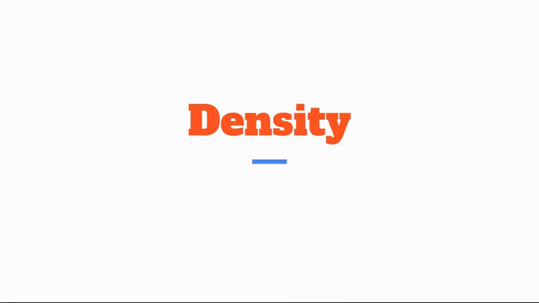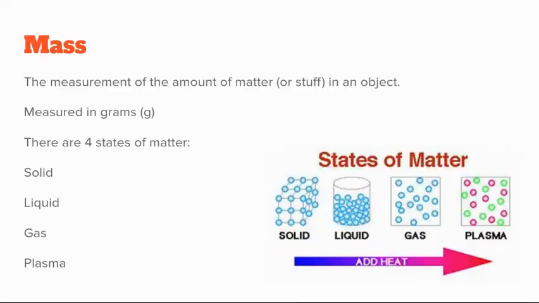We're going to talk about what makes up density, what density means, and how we can change density. Well, let's get started. So density involves the mass of an object. And what is mass? Mass is the measurement of the amount of matter or stuff in that object.